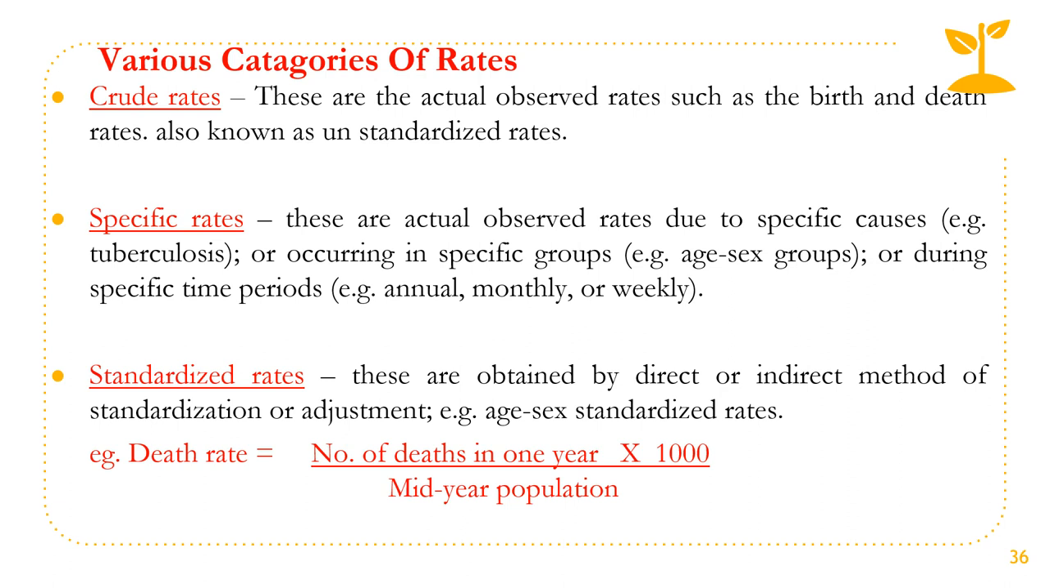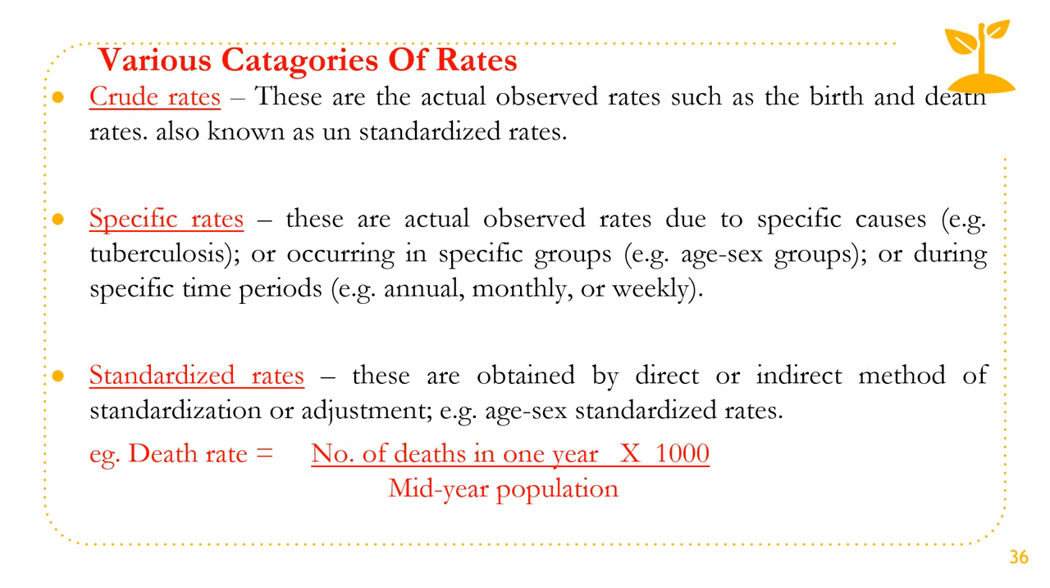Then standardized rates. These are obtained by direct or indirect method of standardization or adjustment. For example, age, gender standardized rates. For example, number of deaths in 1 year into 1000 divided by mid-year population. So to calculate the death rate, we have the numerator, number of deaths in 1 year, then the denominator is mid-year population. The multiplier is 1000.